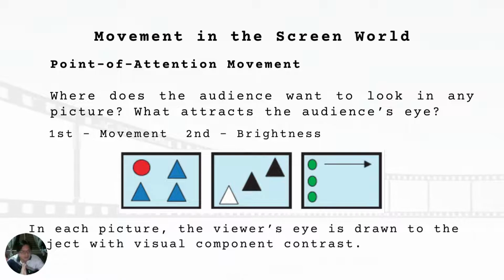So pag walang movement, brightness. Pagka may movement muna bago brightness. If you want to manipulate or if you want to catch the audience's attention quicker, so you make the moving object bright.